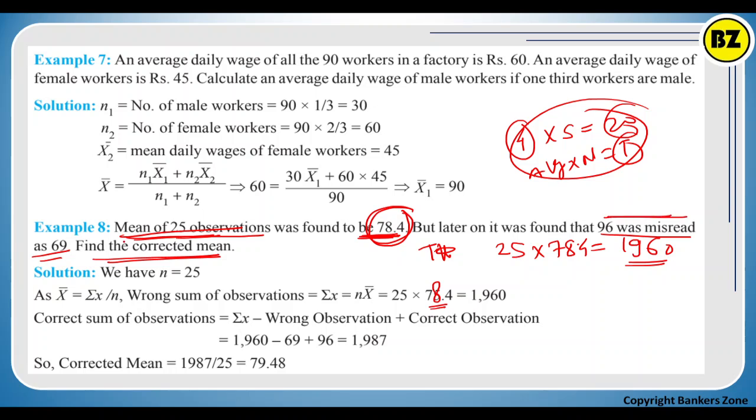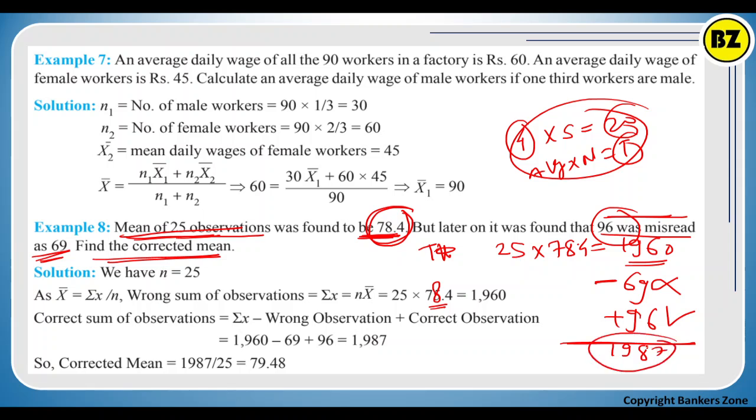96 was misread as 69. Whatever we have put here, it is the wrong value, so it is a minus. Correct is 96. So simply add the correct value, subtract the wrong value. When you solve this, you will get 1987.